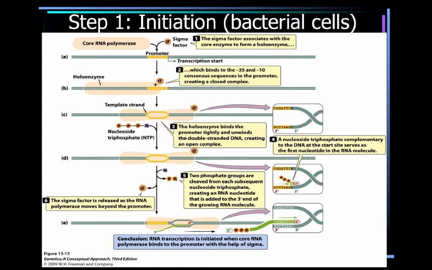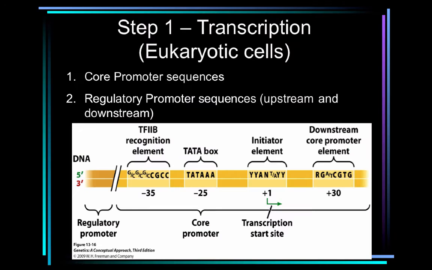So the take-home message from the initiation step in bacterial cells is that RNA transcription is going to be initiated when the core RNA polymerase binds to the promoter region, and that is going to be more efficient with the help of a sigma factor.